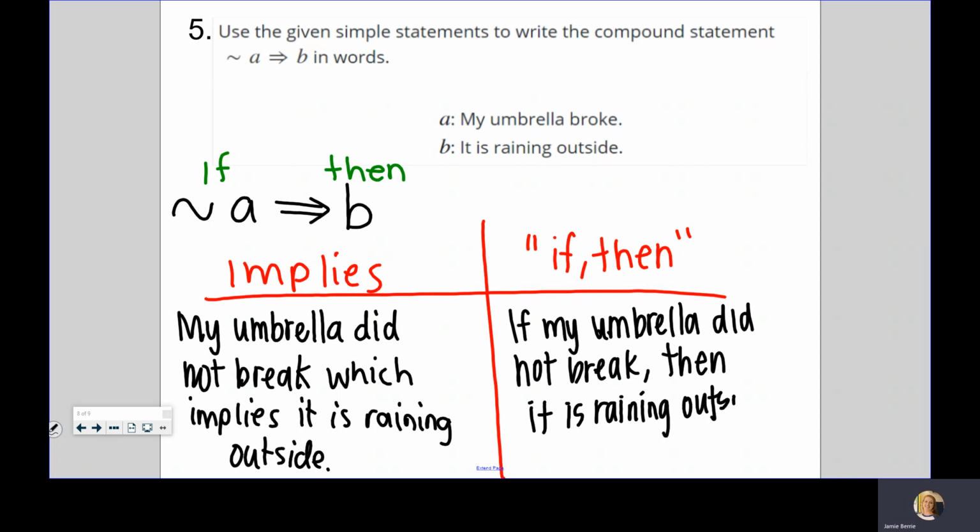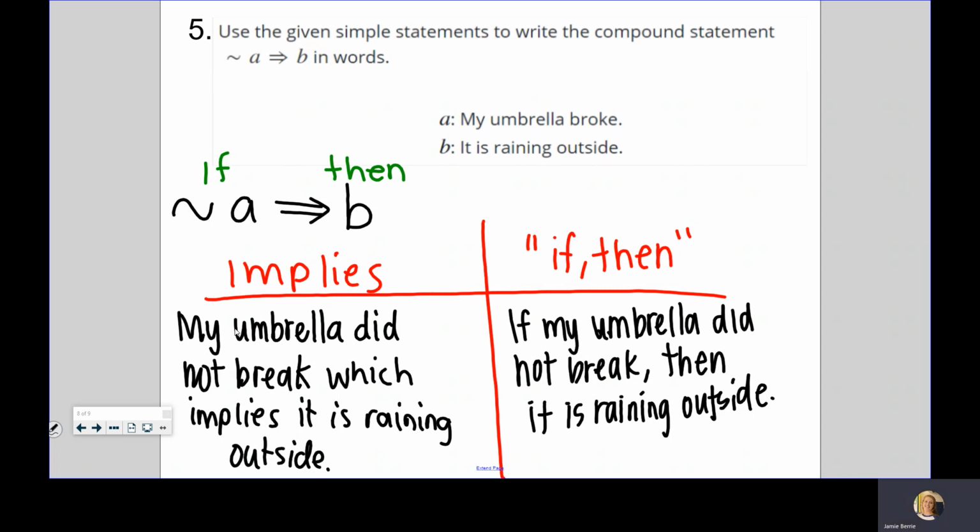So you can see why it's called a conditional. It's kind of like it's raining outside under the condition that my umbrella did not break. So that's why they're also called conditionals.